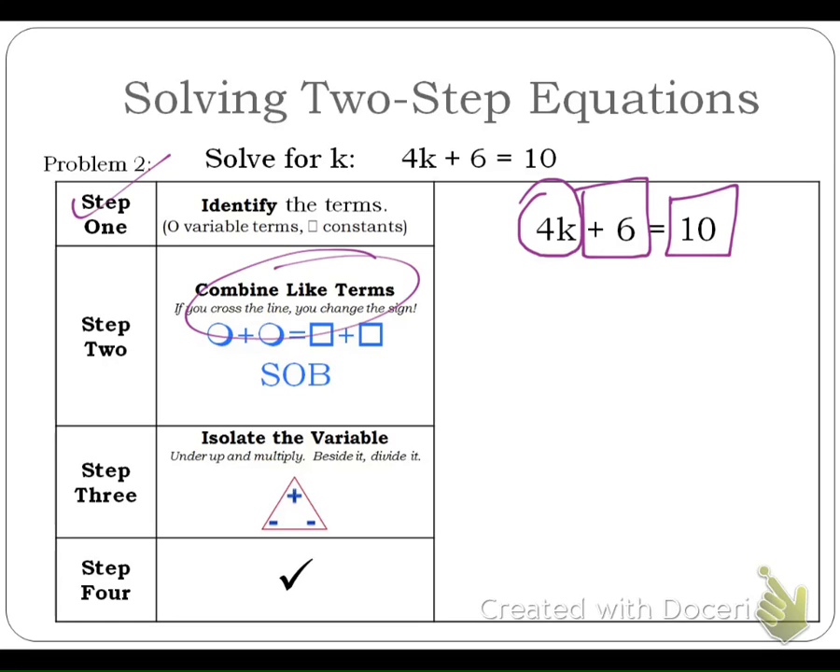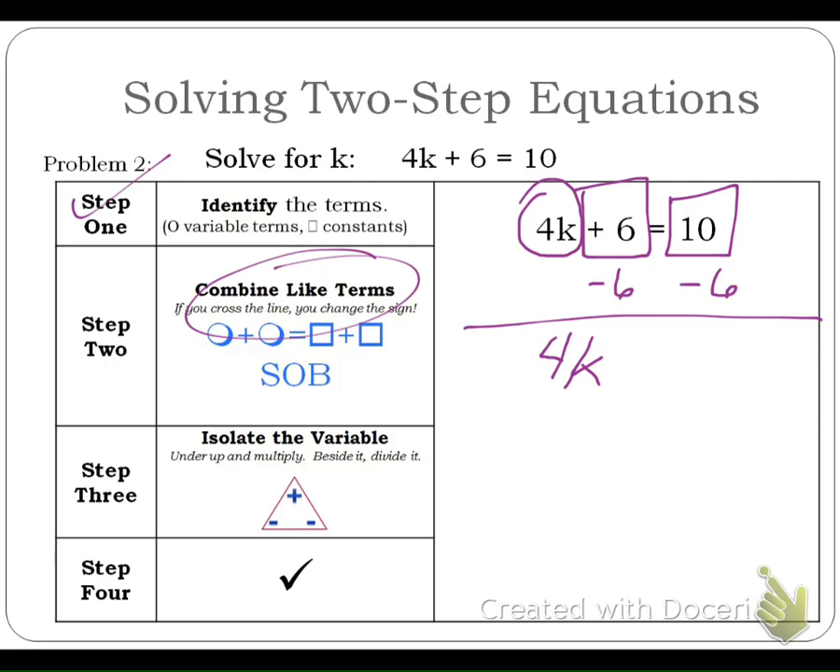I look on the side of the equation with the variable, and I see that they have the constant of positive 6. In order to combine it with the like term on the other side of the equation, I have to change the sign. Cross those lines, you change the sign. Change it to a negative 6. And then draw my big fat line and combine. The 4k comes down. There's nothing else I can combine it with.